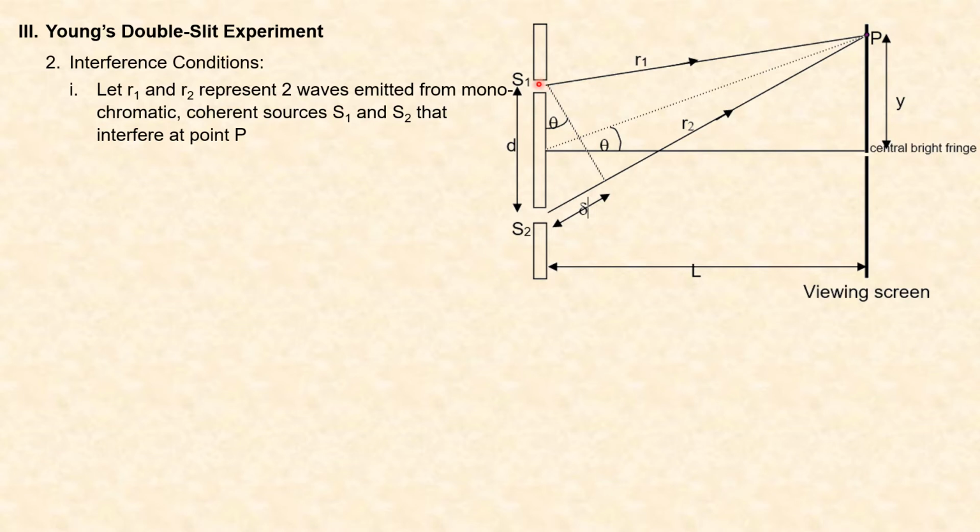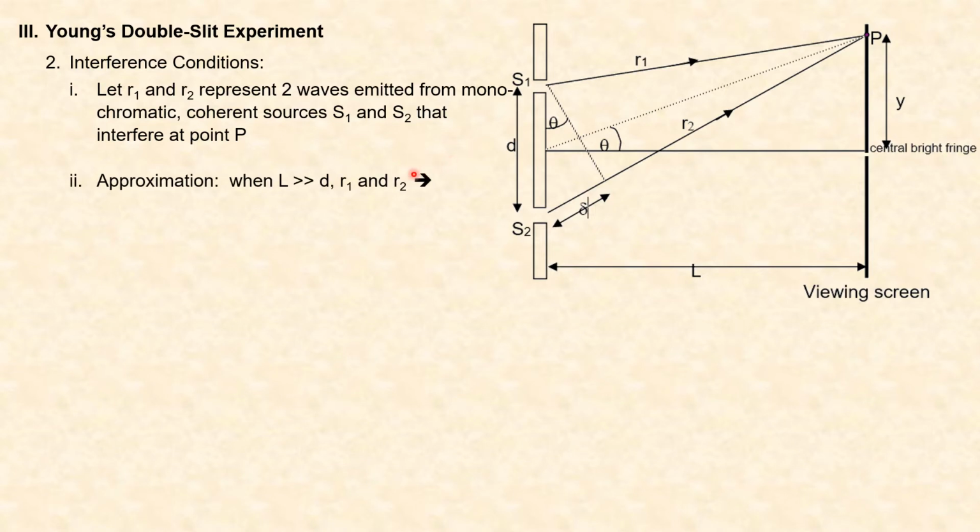We have slit S1 and slit S2, and the wave that is emitted from slit S1 travels a distance R1 to the viewing screen, whereas the wave emitted from slit S2 travels a different distance, or possibly a different distance, R2 to the viewing screen, before they interfere at this arbitrary point P. So we're just looking at this arbitrary point where these two waves will meet and interfere with each other.